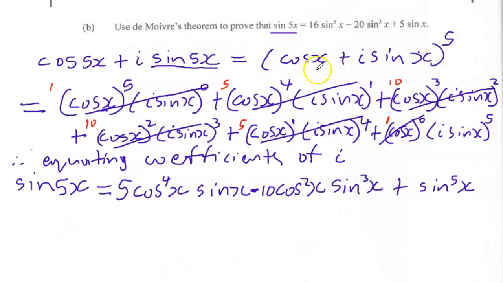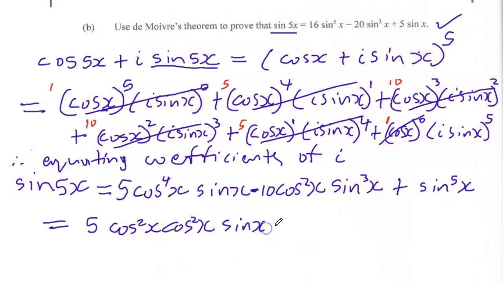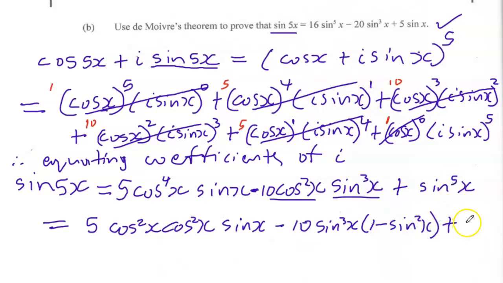Let's continue. Now you will notice that what we're asked to prove, on the right hand side, all of the terms are in sine. So we need to convert all of the cos terms to sine. So 5 cos to the power 4, that's cos square x times cos square x. And then we have sine x, minus 10. And we know cos square is 1 minus sine square. So 10, and I'm putting the sine cube here first. So it's 10 sine cube x. And then cos square, that's 1 minus sine square x. Plus sine to the 5th power x.